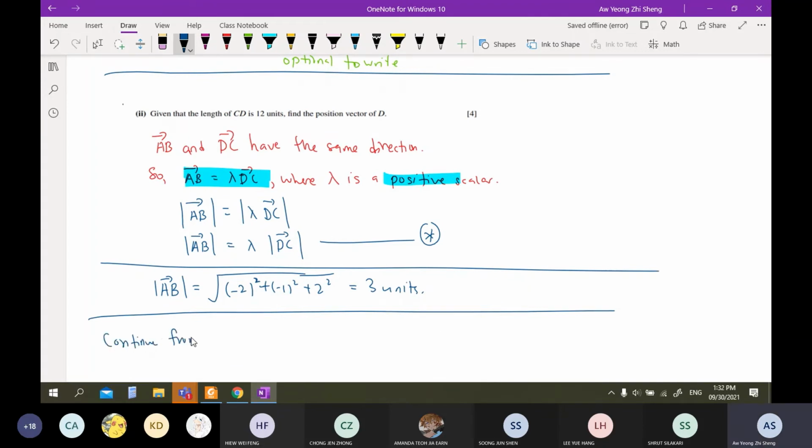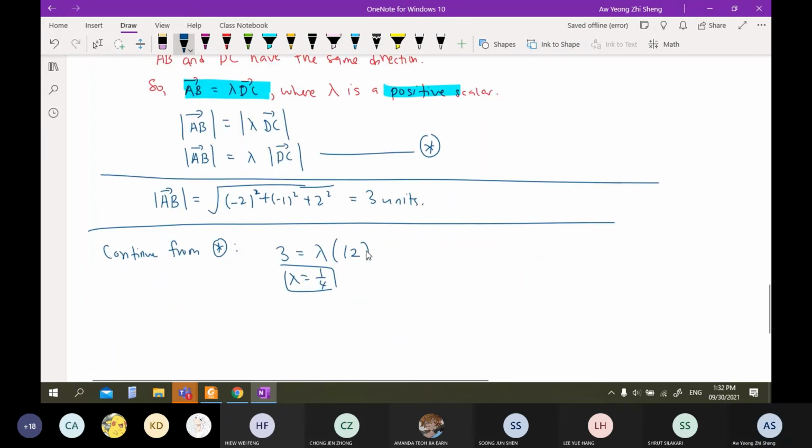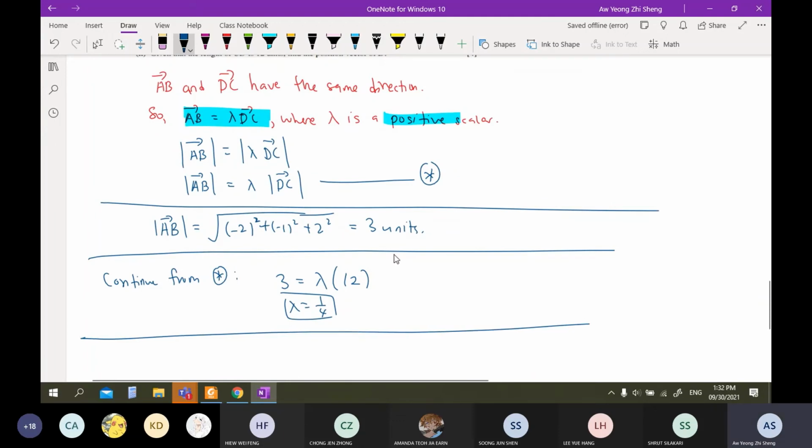We continue from star. And you have 3 equals lambda times DC. Length of DC is given as 12 units. So we have lambda equals 1/4. And now we have AB is equal to 1/4 of DC, where I just sub lambda back into the light blue colored equation.